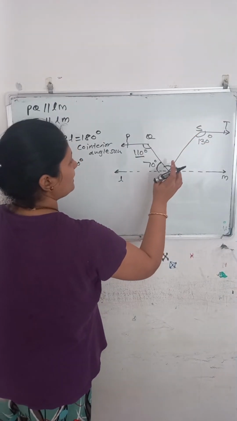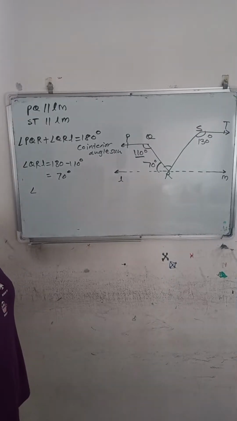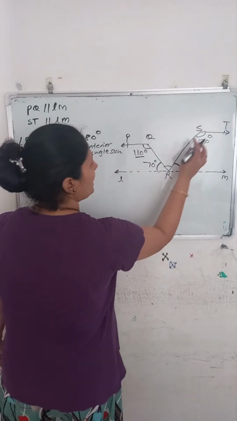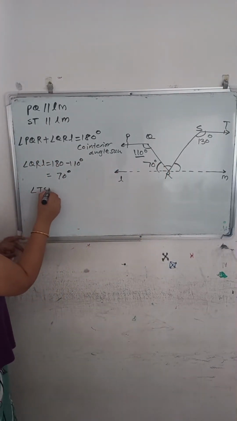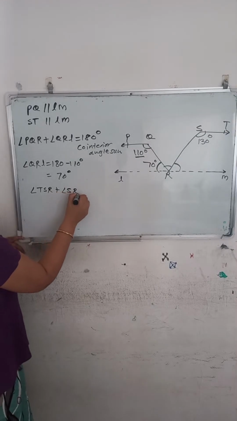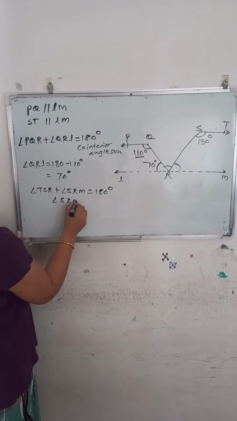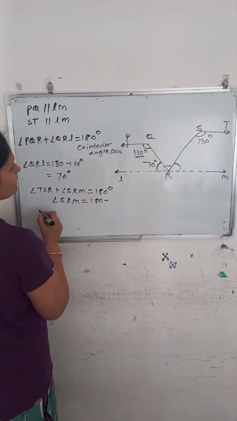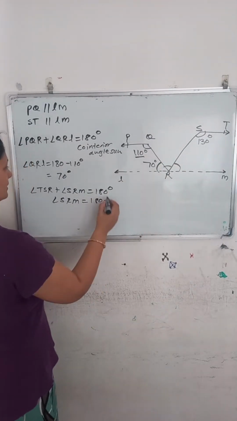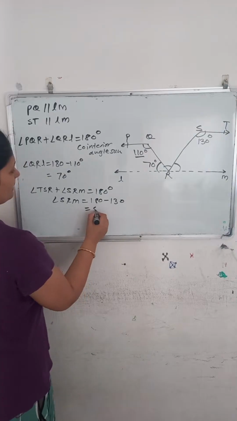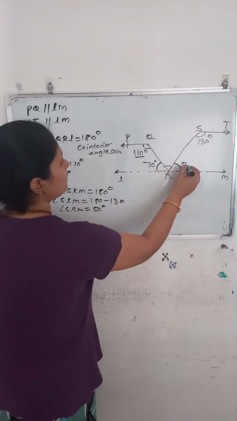If you consider this part, again TSR and SRM are co-interior angles, their sum is 180. This angle and this angle are a linear pair. So I can write angle TSR plus angle SRM is equal to 180. So angle SRM is equal to 180 minus 130, this angle is 130. So 180 minus 130 is nothing but you will get SRM as 50 degrees.